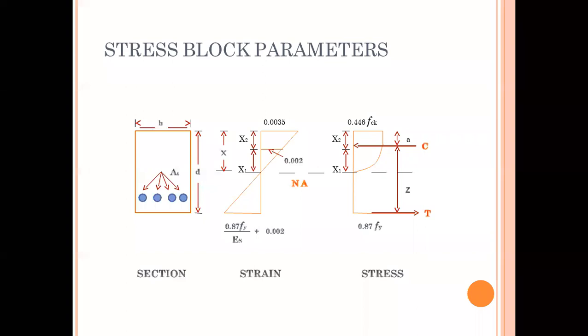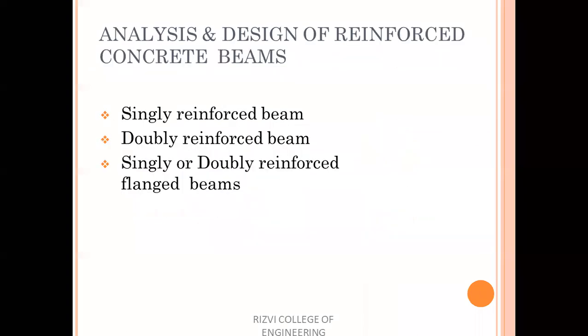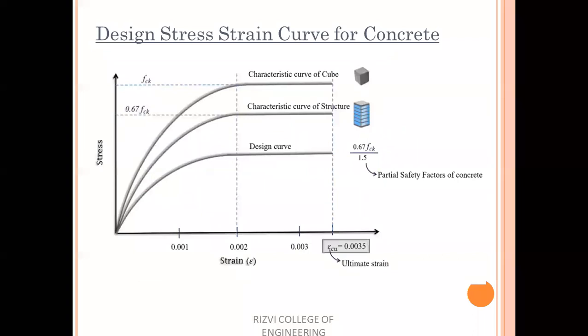No. Okay. So now if you pay attention to the stress strain curve of concrete, this is the assumption in IS 456. It says that the stress strain curve for concrete is parabolic up to a strain of 0.002, and it is constant up to a maximum ultimate strain of 0.0035. Everyone pay attention now. Just keep this stress strain curve in mind.